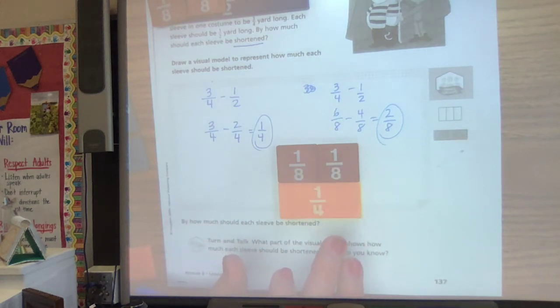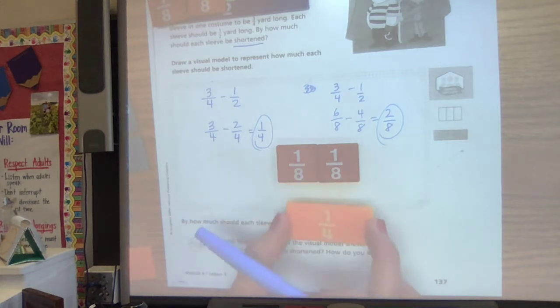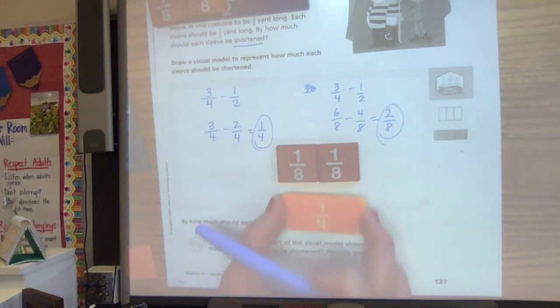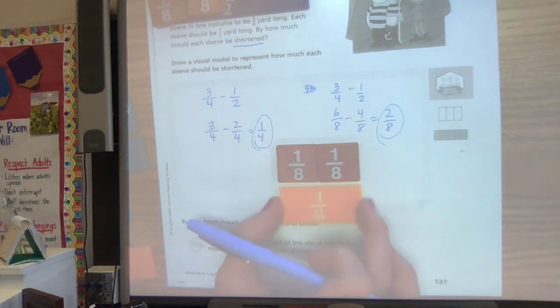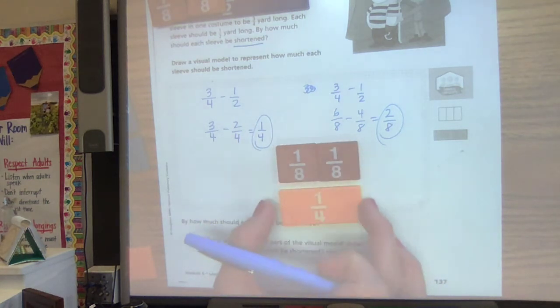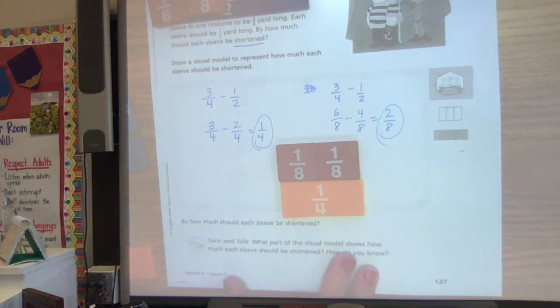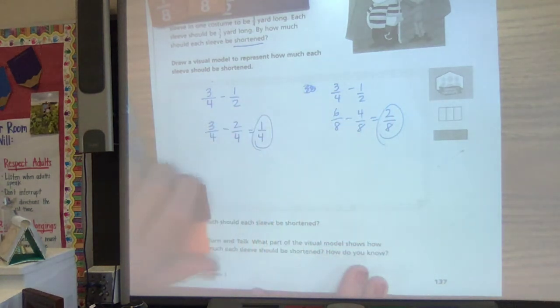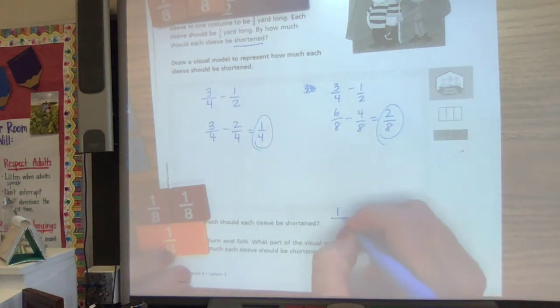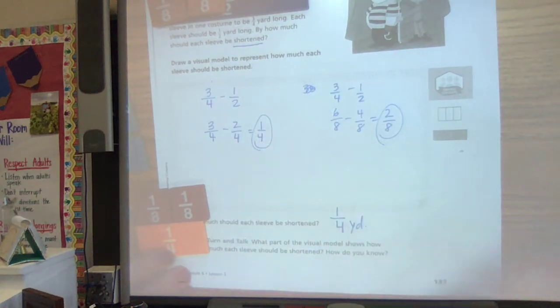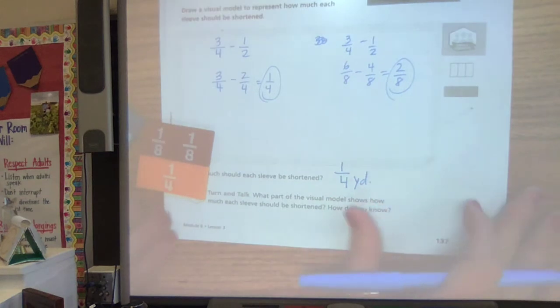Now if they ask for your answer to be in simplest form, they want it to be the biggest chunk it can be. They want as few pieces. That's simplest, right? Only one piece, where this one has 2. Okay, so that's what that means. So he needs to shorten it by 1/4 yard. YD would be yard.